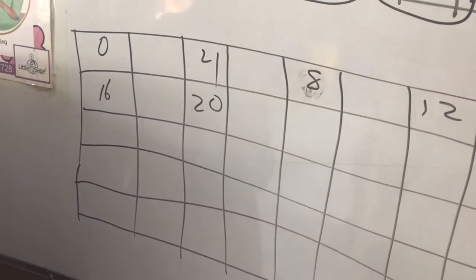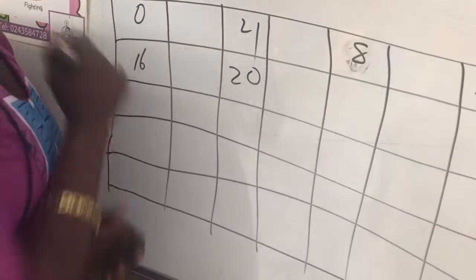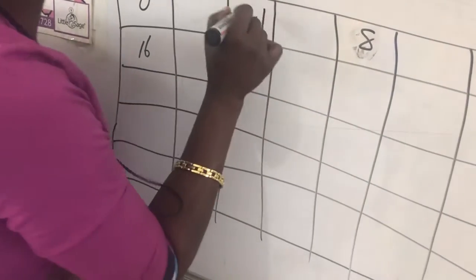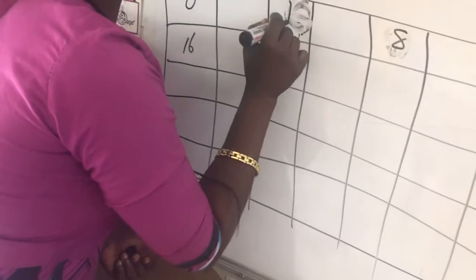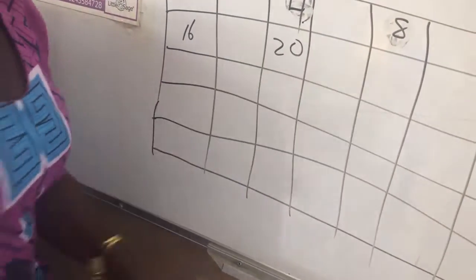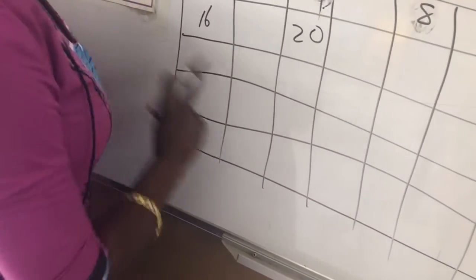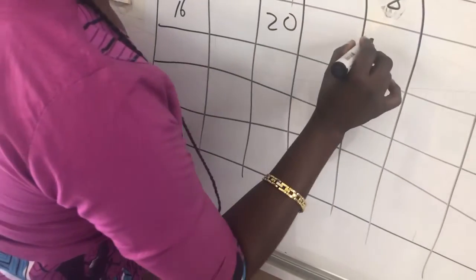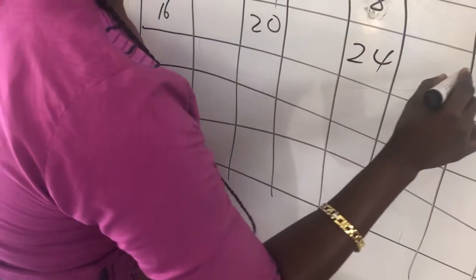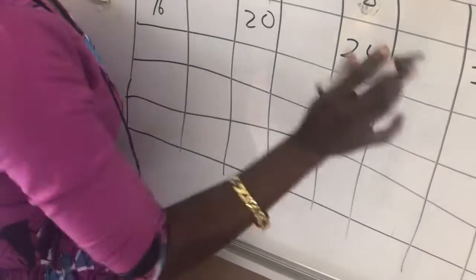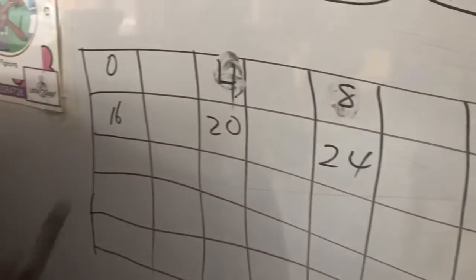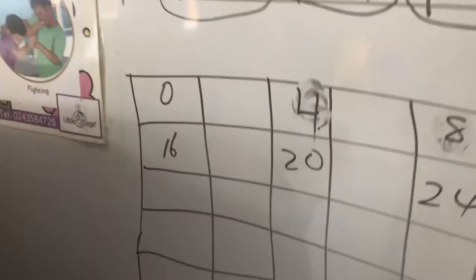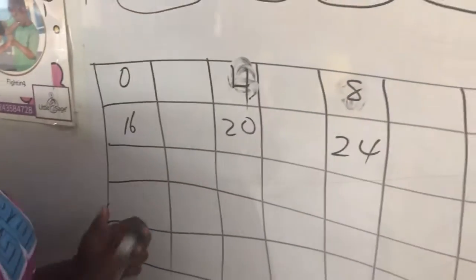All right, I have my 0 here, and I have 4 here. I have my 4, and I have 8. I have 12. I have 16, 20, and continue 24. Then 28. Good. All right, so let's look at it. We have 0 and 4. Skip counting by what? 2s. So what do you think will be here?